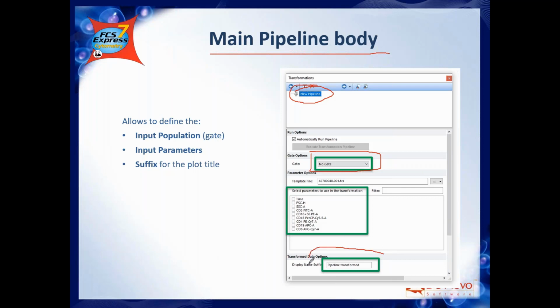Last but not least, you have the ability to define a suffix. When you apply a pipeline on a plot, the plot's title will report this suffix. Why this? Because you might want to create multiple pipelines. This is 1, this is 2, this is 3, this is 4. Those are 4 different pipelines. I can call them pipeline 1, 2, 3, and 4, so that once I apply them to my plots, I will clearly see which pipeline is applied to which plot.